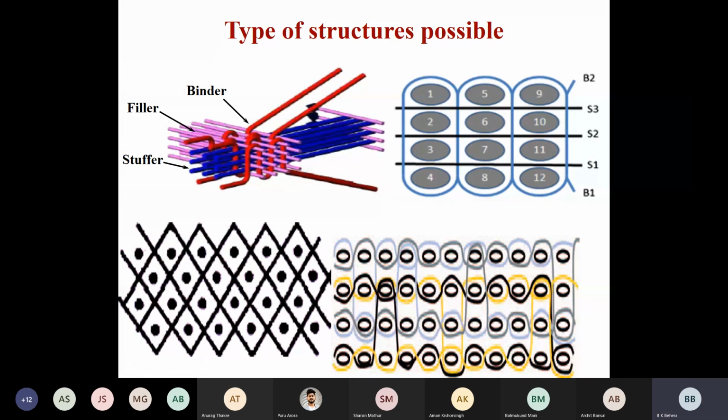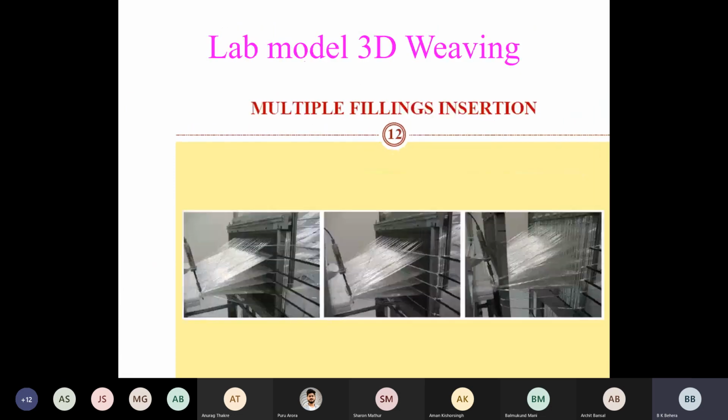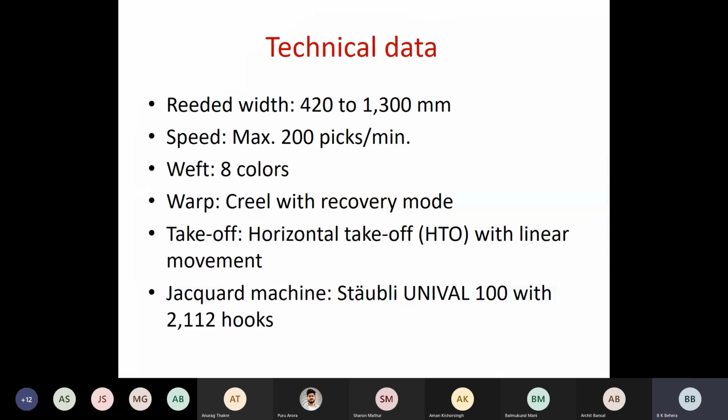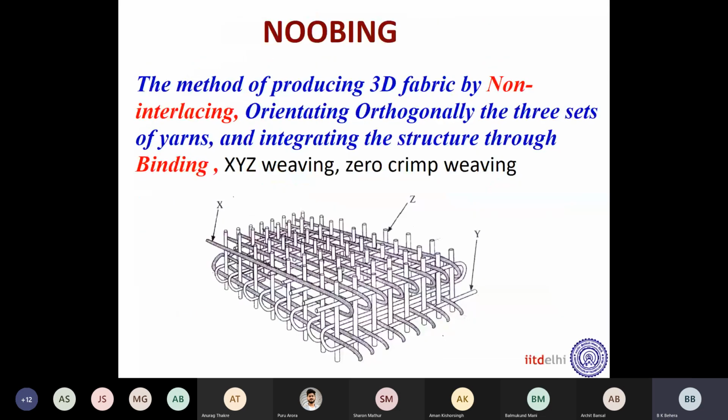If you look at the strict technical definition of woven structure, which we define as interlacement of warp and weft, since there is no interlacement of warp and weft, the term 3D woven fabric was not accepted at that time. So just for academic interest, to satisfy the academic definition, people were using a term called noobing. Same structure. This is binder thread, warp, stuffer warp, and weft, XYZ yarn.